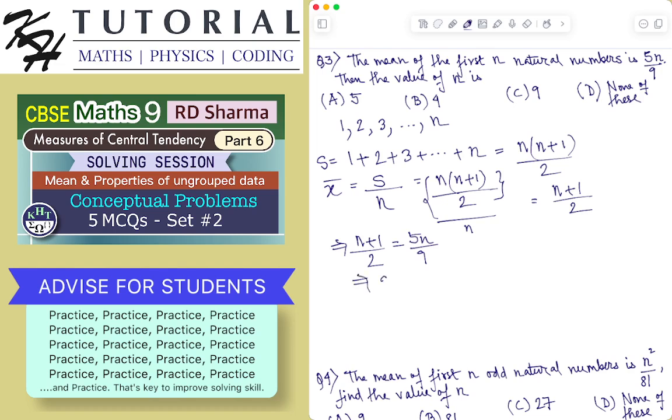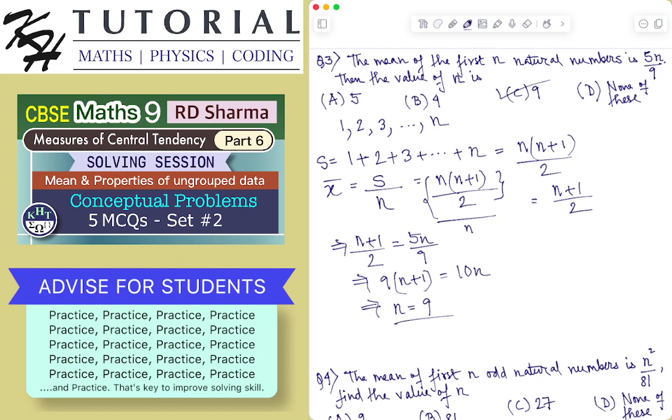Doing cross multiplication, we have 9 into n plus 1 is equal to 10n. This implies that if you solve it, you will find n is equal to 9. n is equal to 9. So the correct choice is C. C is the correct choice.